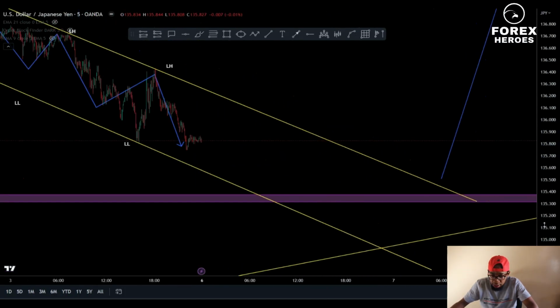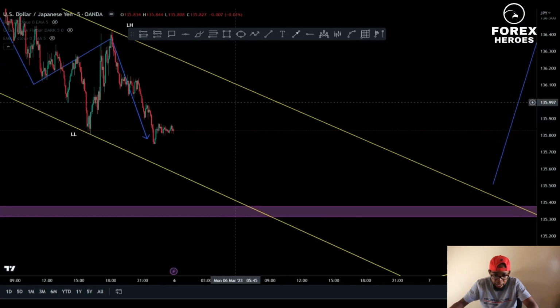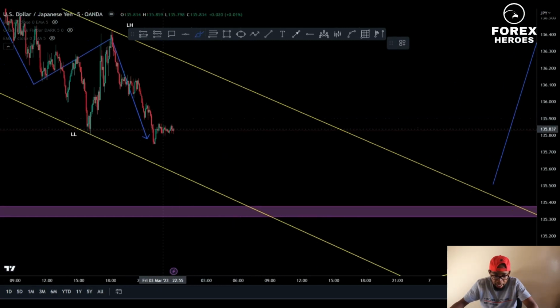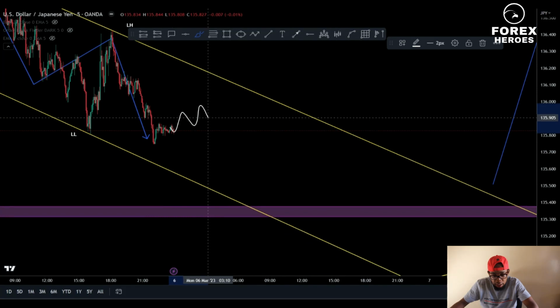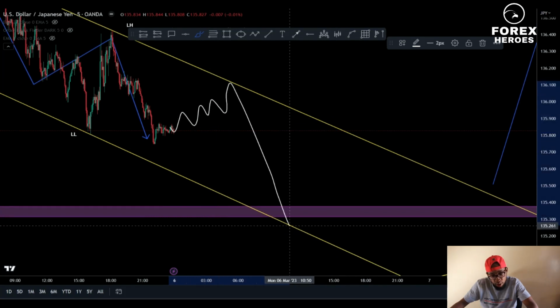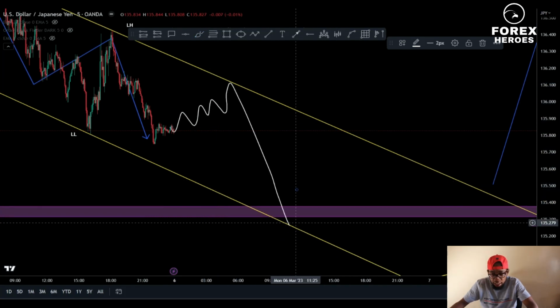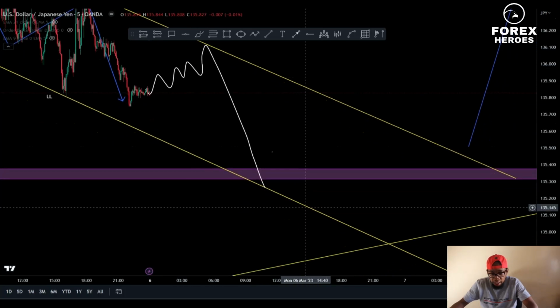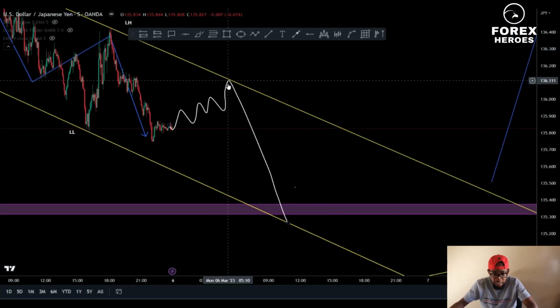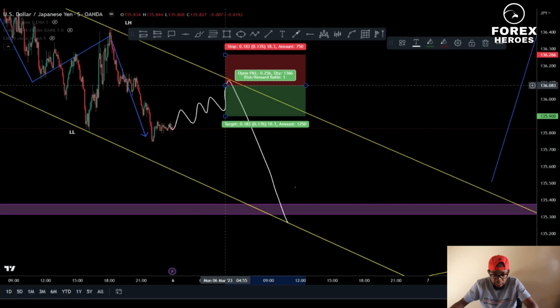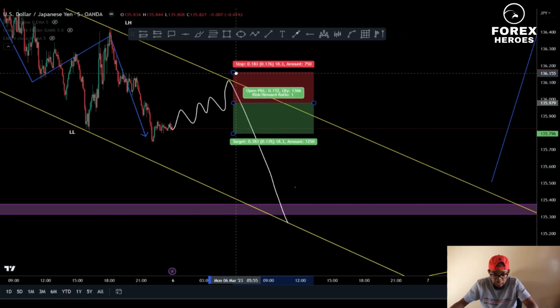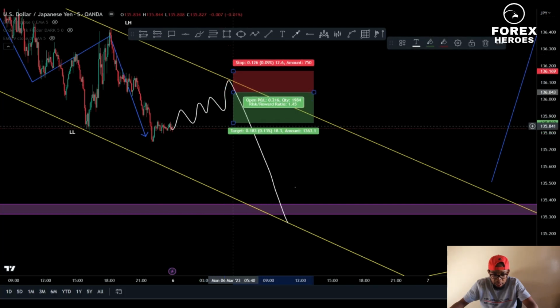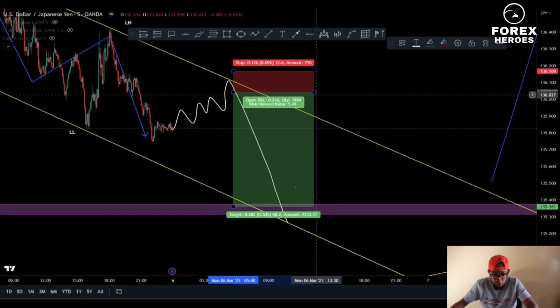So now I'm saying we have another chance of the market doing this, creating a lower high before pushing to the downside, which will be the last push. So obviously here, what you would do is sell around this point. Sell here, then take it all the way down.